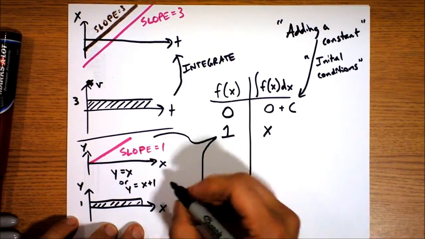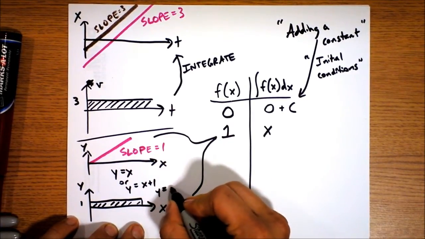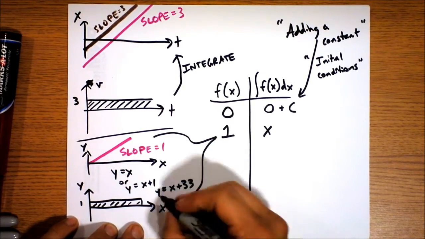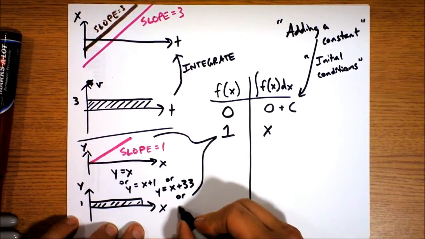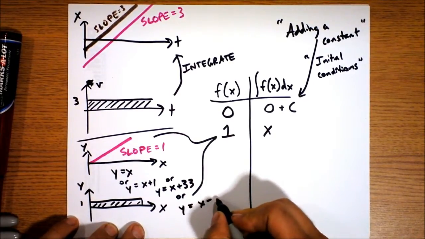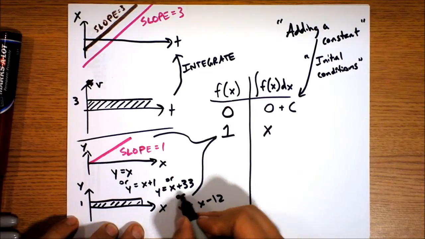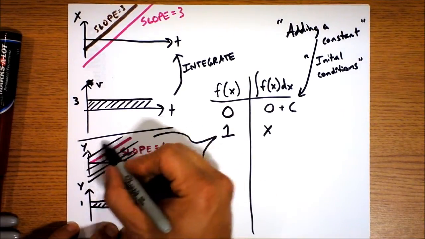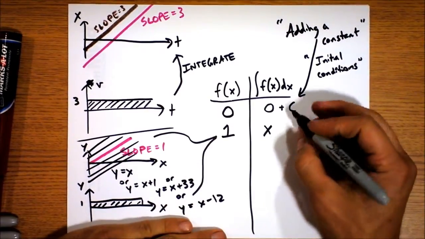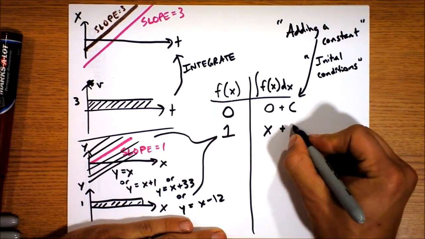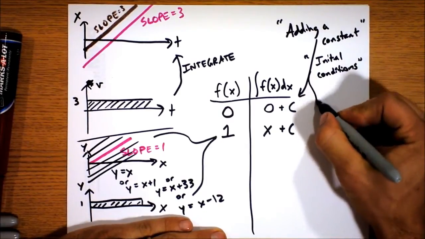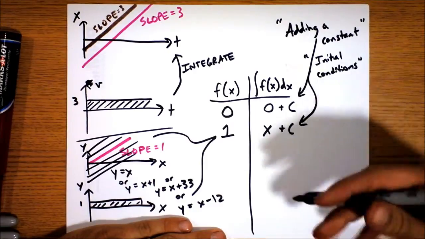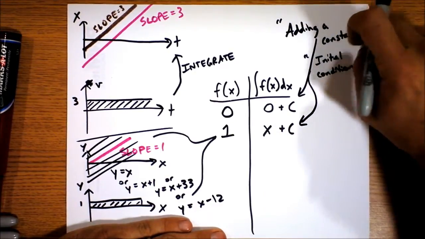X plus 1. Or it might give us y is x plus 33. Or it might give us y is x minus 12. Right? All of these have the same slope because they're all parallel. They simply have a different y-intercept. And so we need to add a constant again.